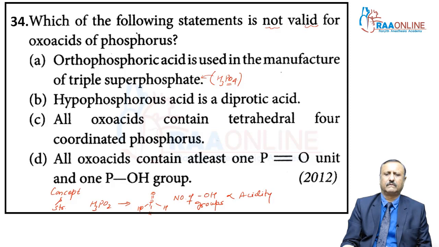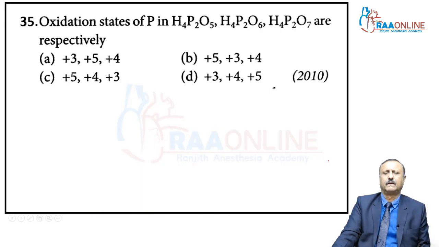Because only one OH group is present, you see here only one OH group is present. So, my dear students, due to this one OH group, it is a monobasic acid, not a dibasic or diprotic acid. So for question number 34, my dear students, the answer is B. Hypophosphorus acid is a diprotic acid. Now we can go to question number 35.